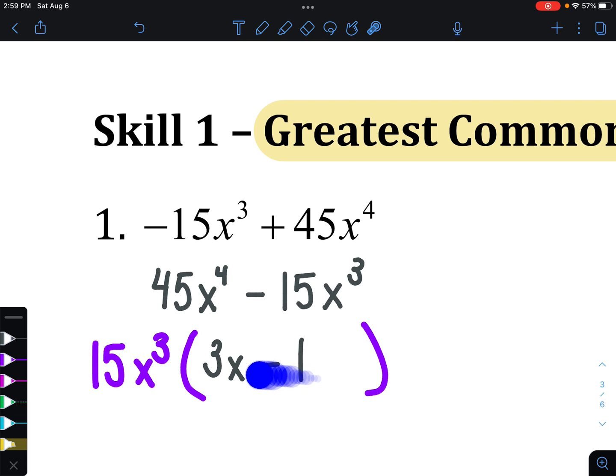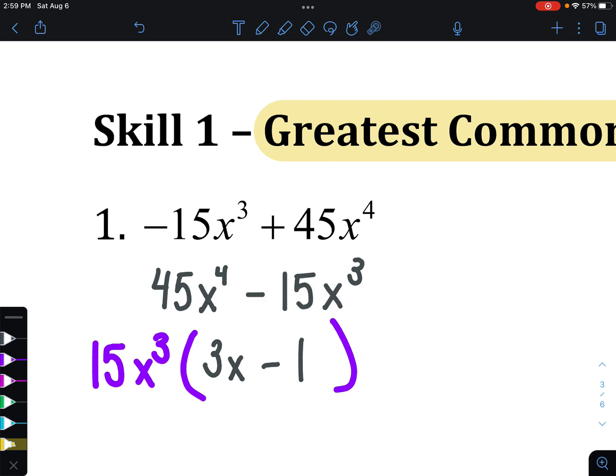Remember, whatever's inside the parentheses, what's left over after you factor out the GCF, should have the same number of terms as the polynomial that you started with. So since there are 2 terms in the polynomial that we started with, there should be 2 terms left in the parentheses.